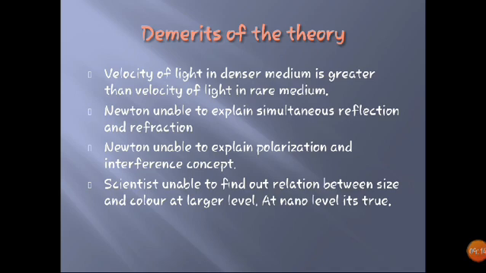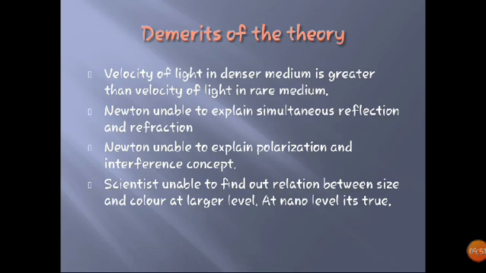Second, Newton was unable to explain simultaneous reflection and refraction. Light is continuously bombarding on any surface or any object, so reflection and refraction occur a number of times. But Newton failed to explain simultaneous reflection and refraction by the corpuscular theory. And also, polarization and interference have not been explained by this theory. So this is the demerit of this theory.